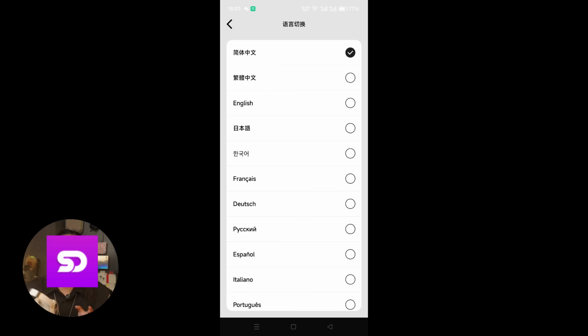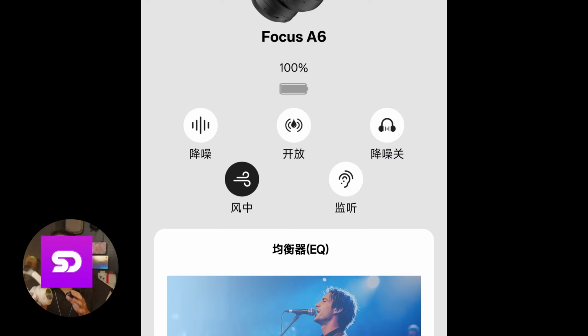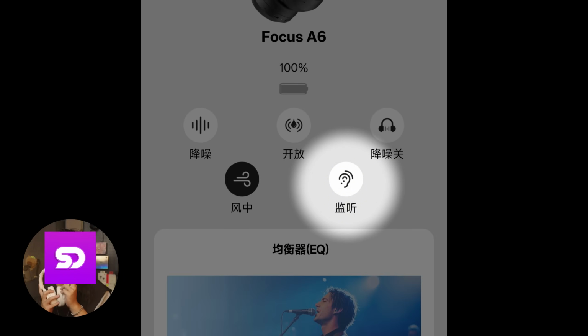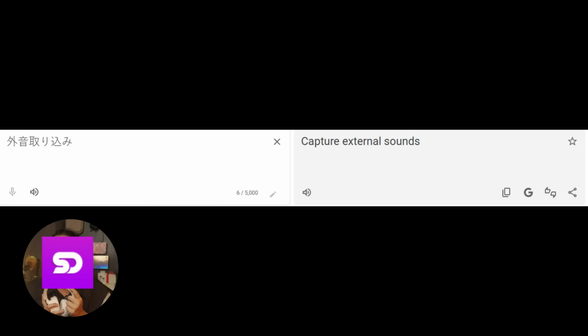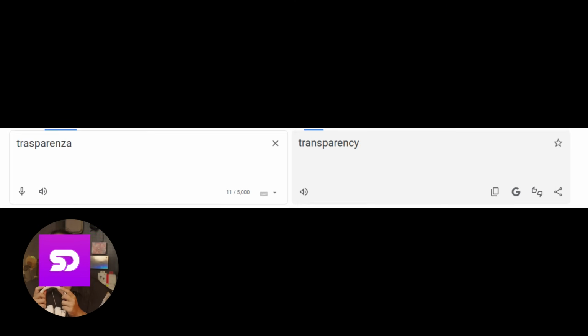To be honest, I started doubting myself. I thought it was my problem, until I switched languages in the app. Whoops, things got stranger. In Chinese, the mode shows as Jianting, which means monitor. And in Japanese, Italian, and others, both modes are labeled identically as transparency.